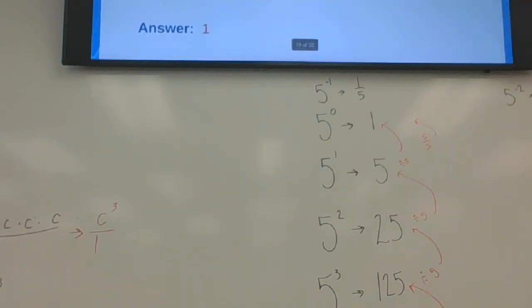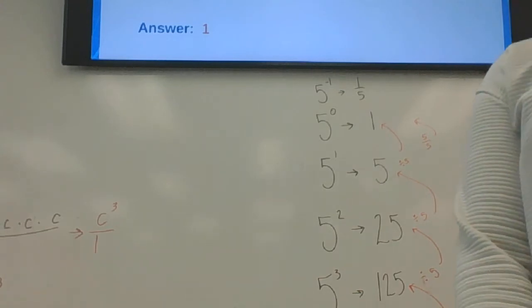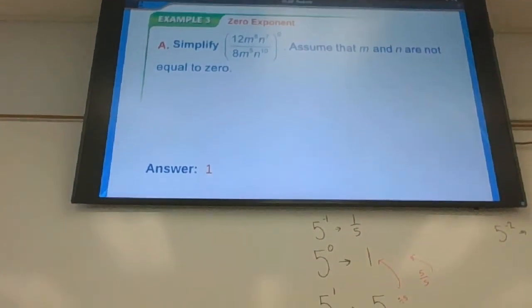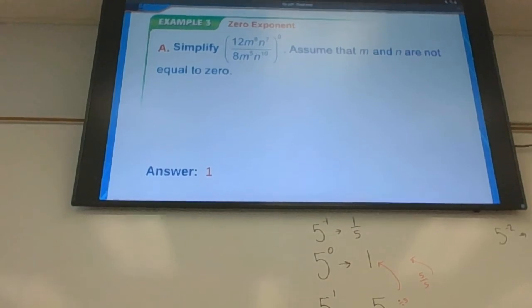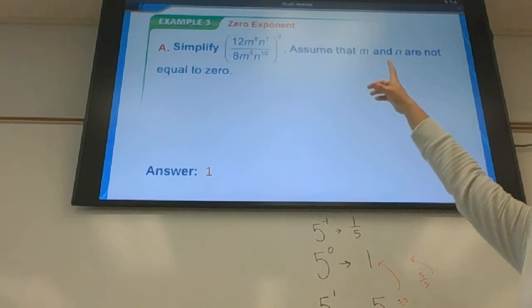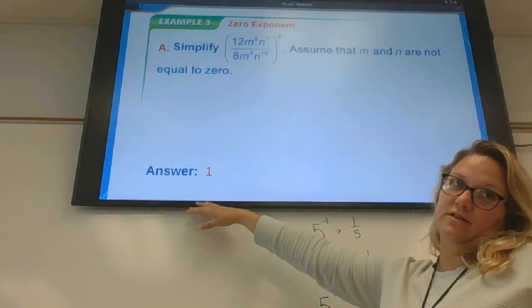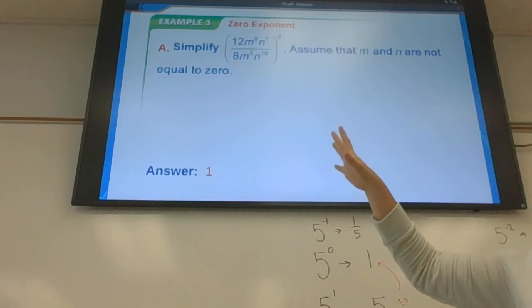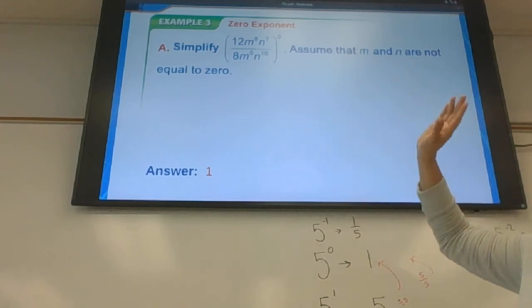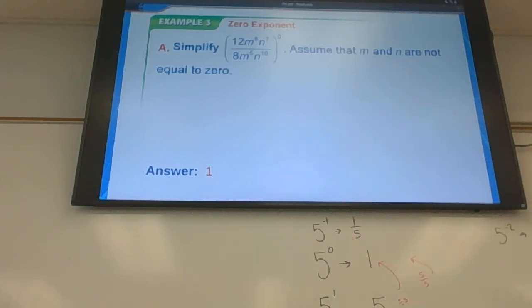You don't even need to write this one down. I left the answer on here because it's a little bit shocking. You see this whole thing, 12 to the 8th, n to the 7th, 8 to the 5th, n to the 10th. So many students will spend forever on this, and the answer is just 1. Anything to the 0 power is 1. Don't spend any time on it. There's 0 on the outside, the answer is 1.